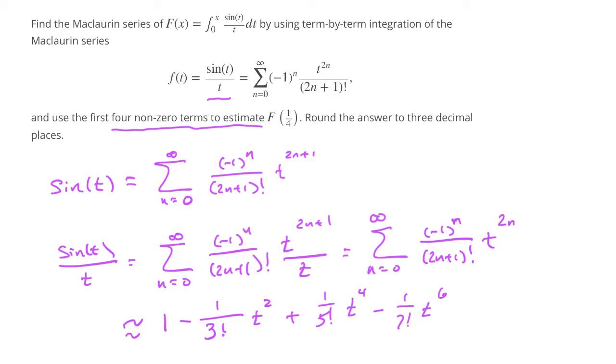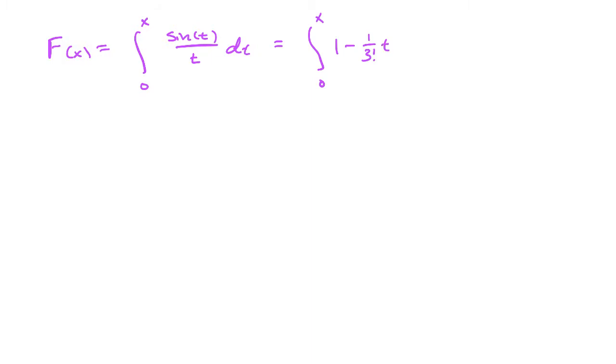So this gives us our 4 non-zero term approximation to our series. Now how do we actually do the integral? If we want to approximate our function f of x, the integral from 0 up to x of sine of t over t dt, we can use the integral from 0 up to x of the 4 terms of our approximation. So we have 1 minus 1 over 3 factorial t squared plus 1 over 5 factorial t to the fourth minus 1 over 7 factorial t to the sixth dt.